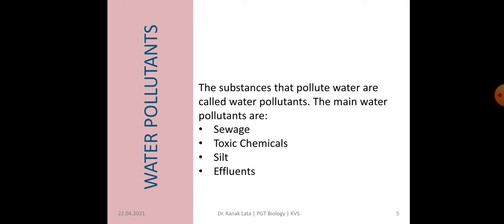And the main water pollutants are sewage. Sewage means the liquid waste that comes out from our houses, industries, etc. Toxic chemicals: in daily life we are using certain chemicals, so those chemicals also pollute the water. Silt: silt goes into the water bodies due to soil erosion. Effluents: effluents are also industrial liquid waste that contains several heavy metals and harmful chemicals.